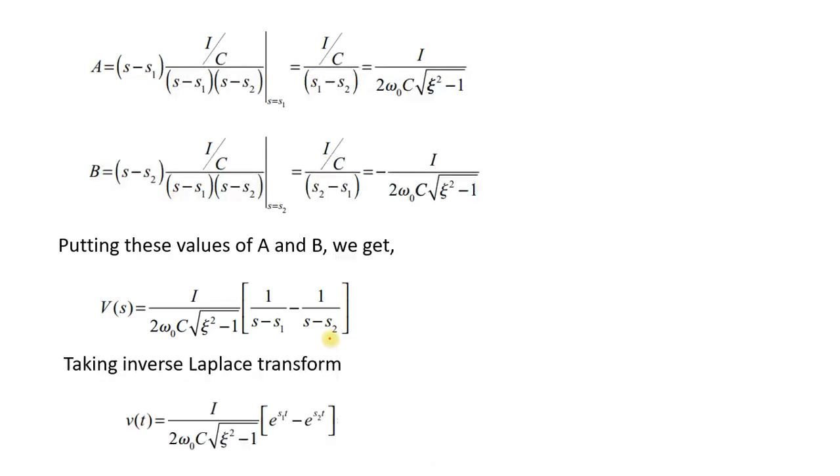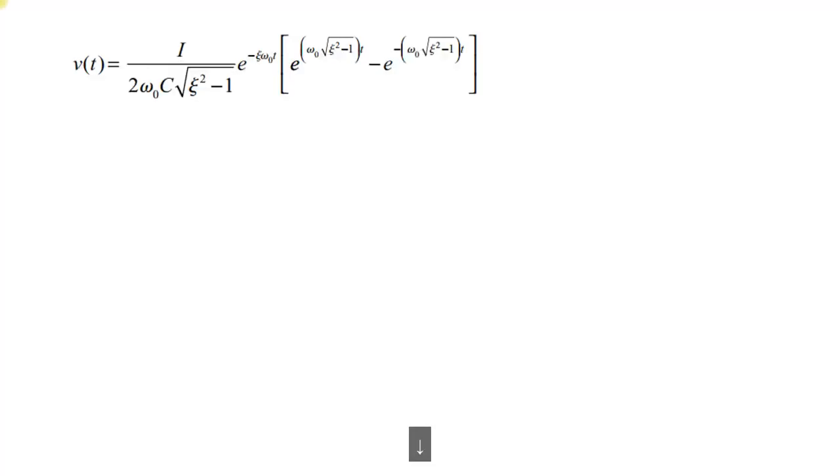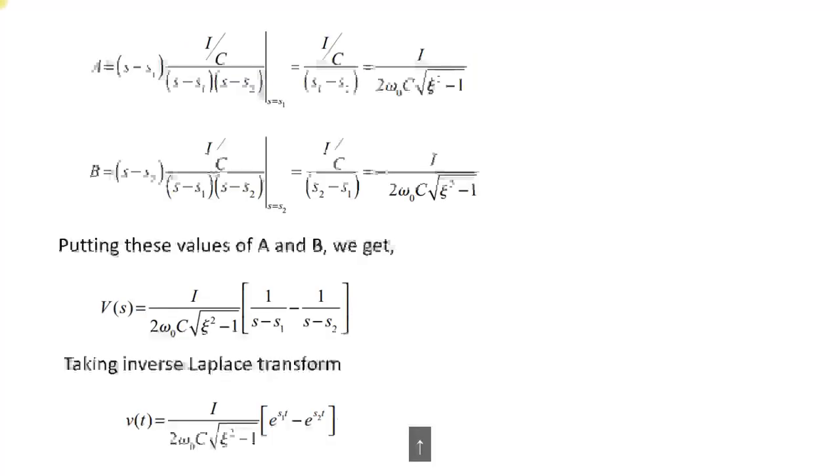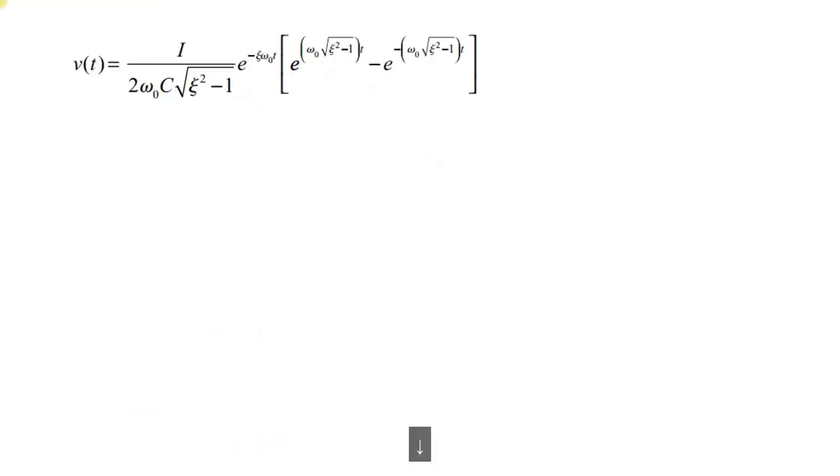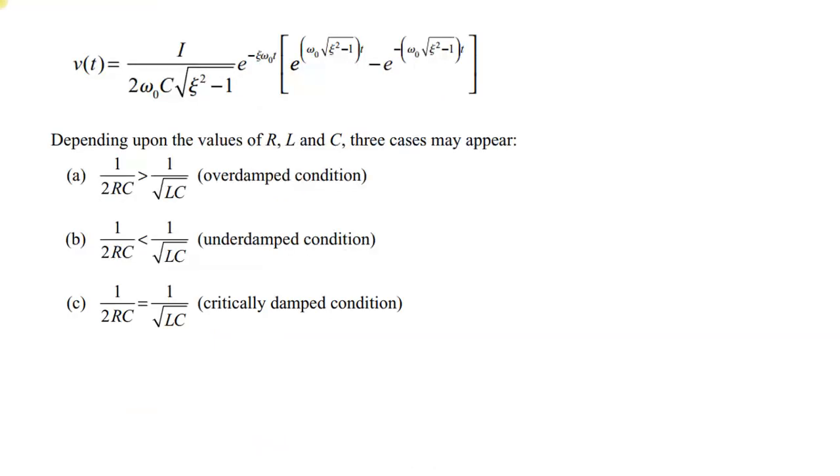For the roots s1 and s2, it depends upon the values of R, L and C. Depending on these values, you substitute s1 and s2, and this is the equation. Depending on these RLC values, there are three types of conditions that exist in the parallel RLC circuit. It depends upon the values of R and C. If 1 by 2RC is greater than 1 divided by the square root of LC, then it is an overdamped condition.